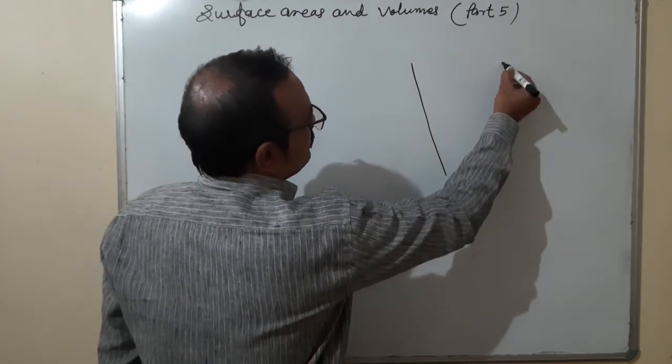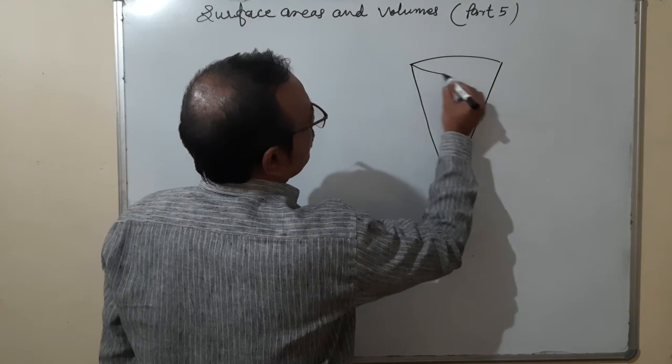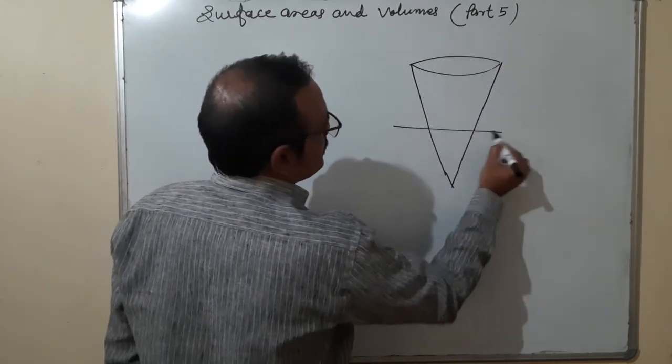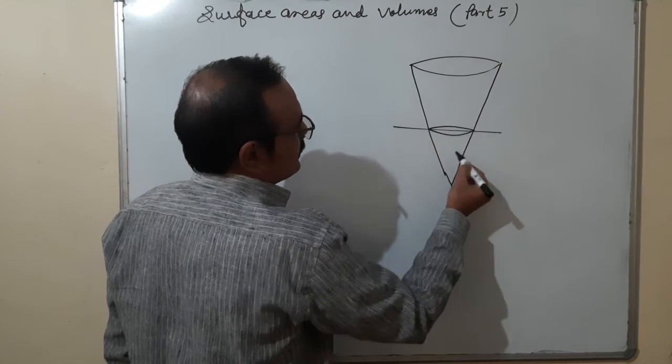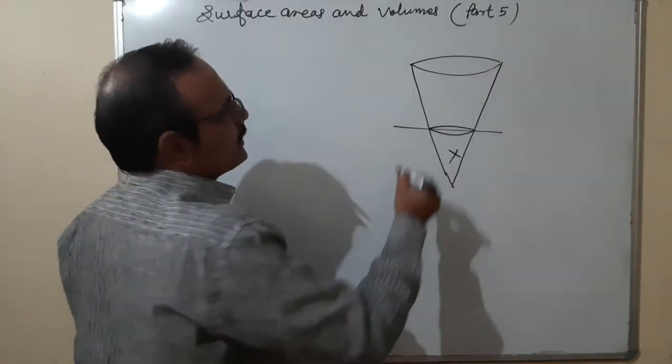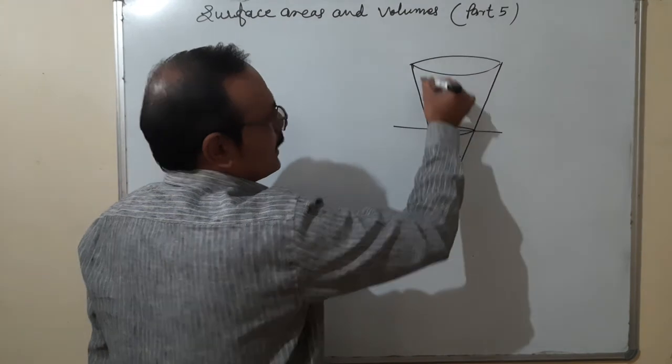Suppose this is a cone. And this cone is cut parallel to the top, and this lower portion is removed from it, then this is called the frustum of a cone.